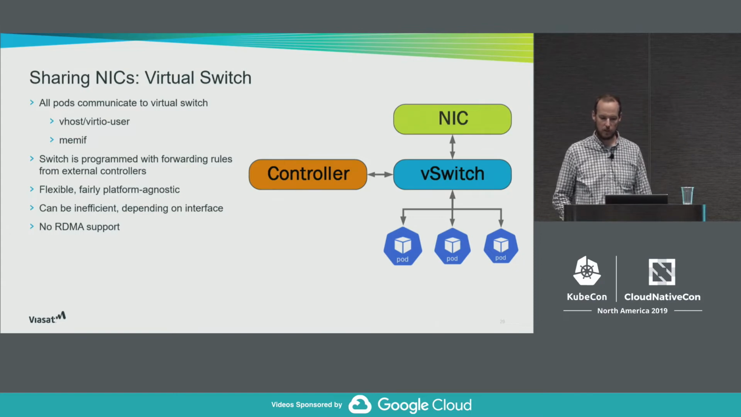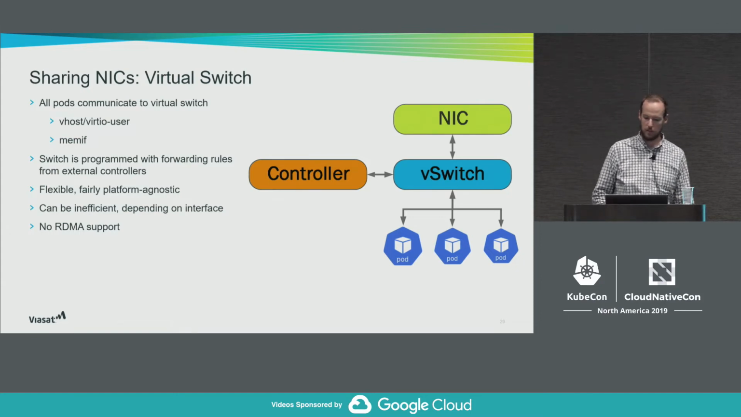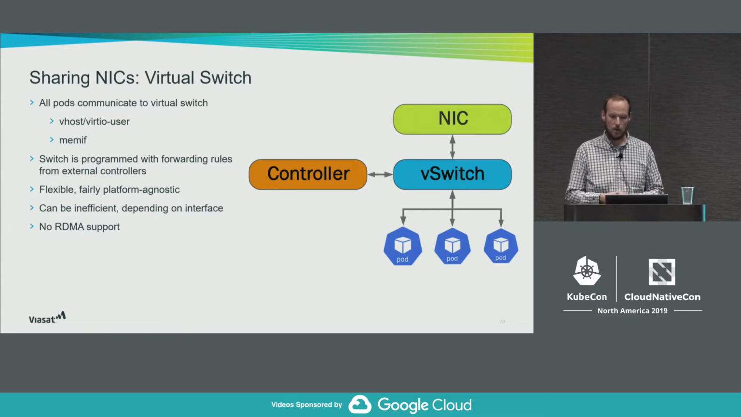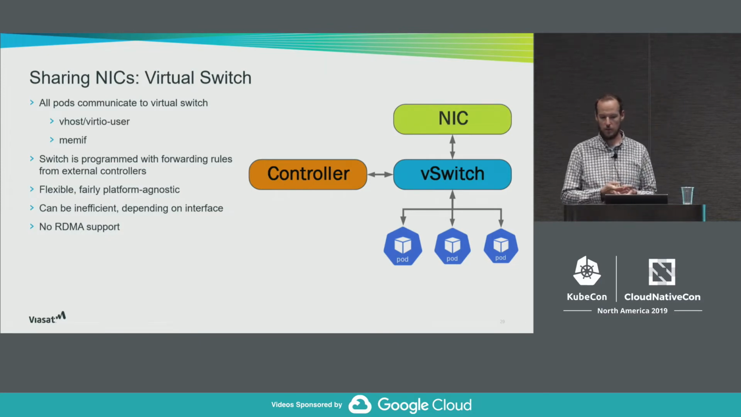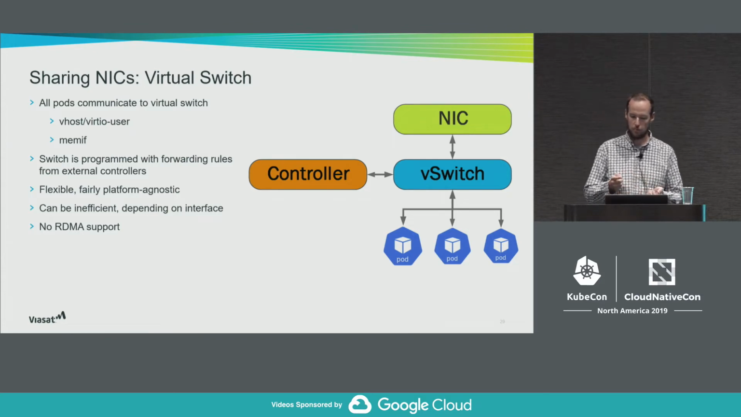The other nice thing is it's fairly flexible because it's platform agnostic. You can use a lot of these virtual switches between VMs and containers, and they don't care which one they're running on. But the problem is they can be inefficient. You have that extra interface there that you're going through, and depending on which one you use, it can be extremely inefficient, like vhost-user, or it could be somewhat inefficient, like memif. They're always going to have some level of packet copies before it gets to the NIC. But the real problem for us was it doesn't have RDMA support, and we really needed that. So if you're bypassing the kernel entirely, then the vSwitch wouldn't actually see the packets.